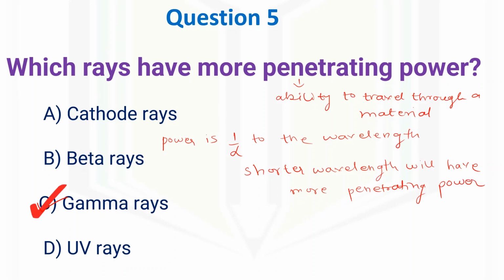So for example, the alpha particles and the beta particles have smaller mass and they have high ionizing energy. Thus they cannot penetrate through any material very far. For example, the gamma rays, which don't have any charge or mass, have the least ionizing energy and thus have the highest penetrating power. So here our correct option is option number C, gamma rays.